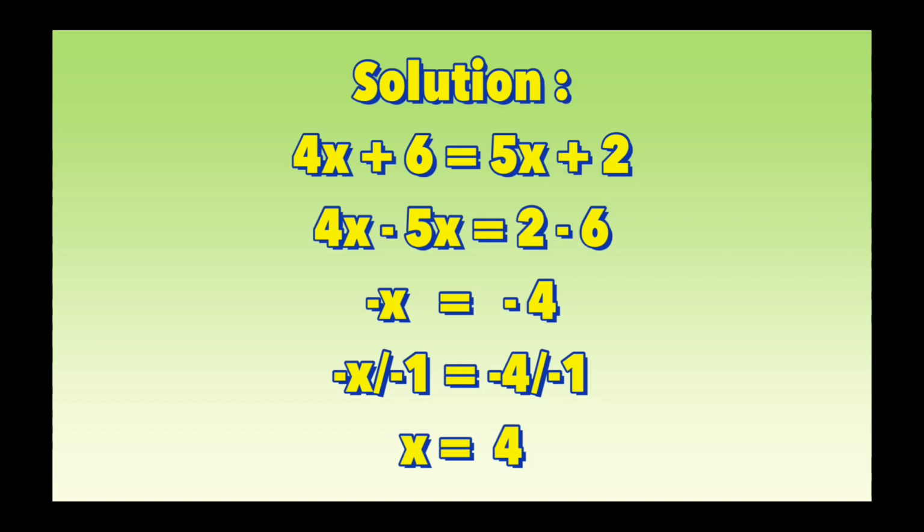Then negative x, we're going to divide by negative 1 on both sides of the equation. So negative x divided by negative 1 equals positive x. Then negative 4 divided by negative 1 equals positive 4. So therefore, the value of x is 4.